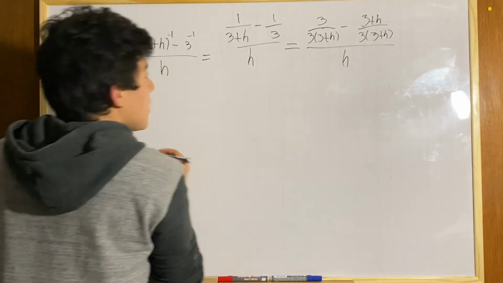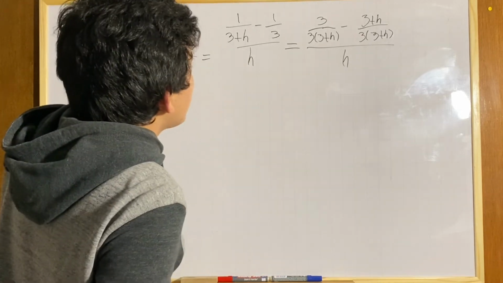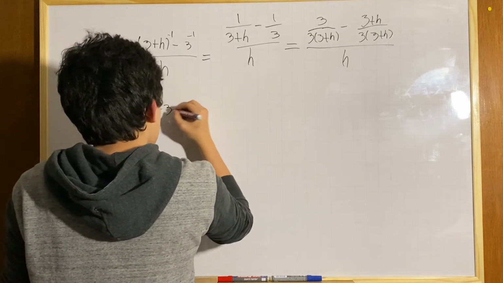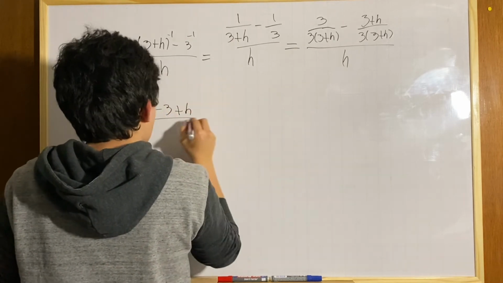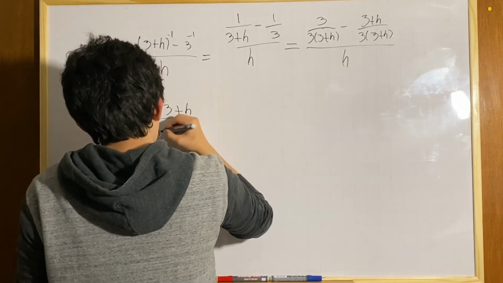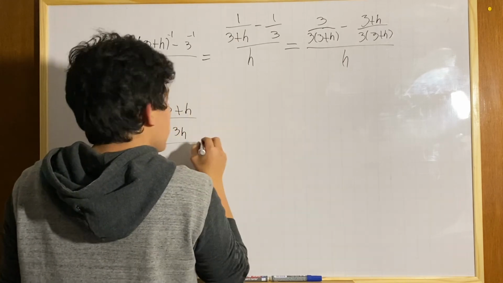Now let's keep going down here. So we get this is equal to, yeah, we just get this. So we get 3 minus 3 plus h over, we get the same thing, now we cross it, so we get 9 plus 3h over h.